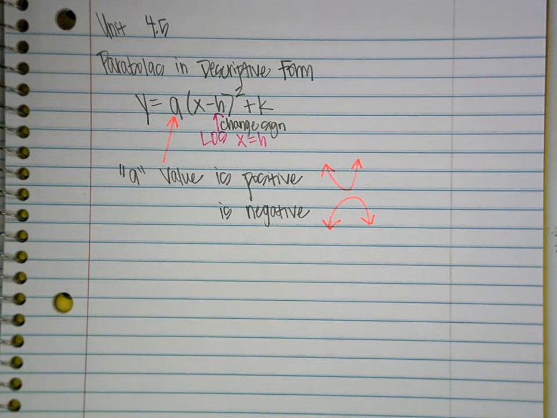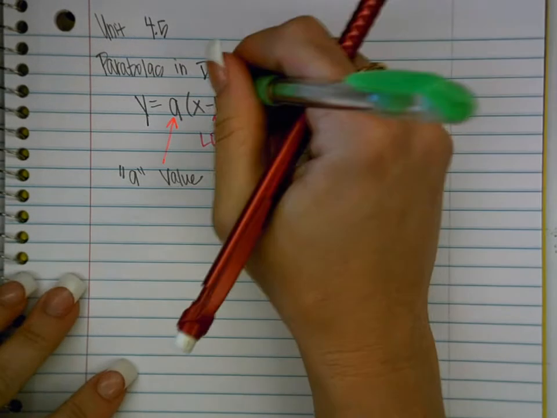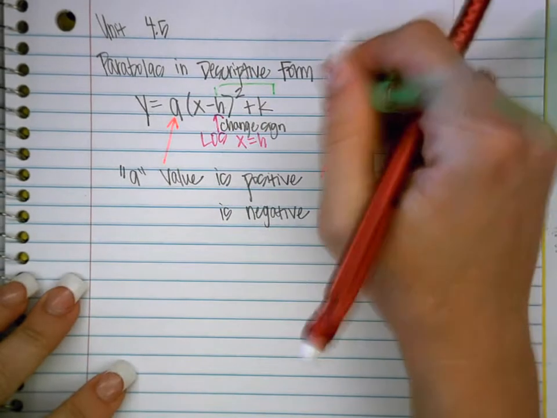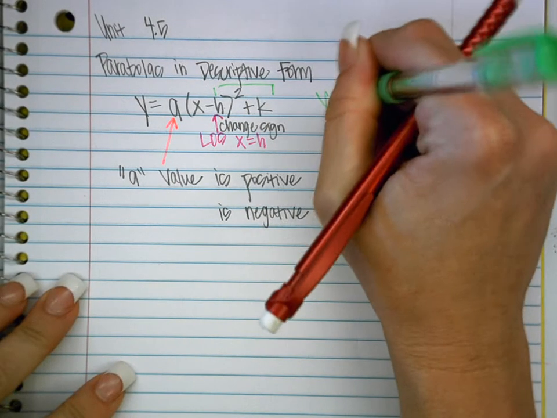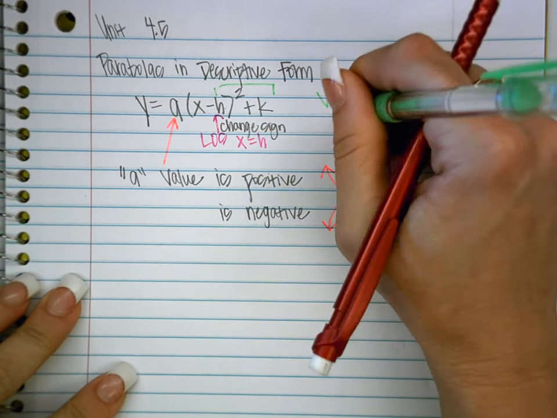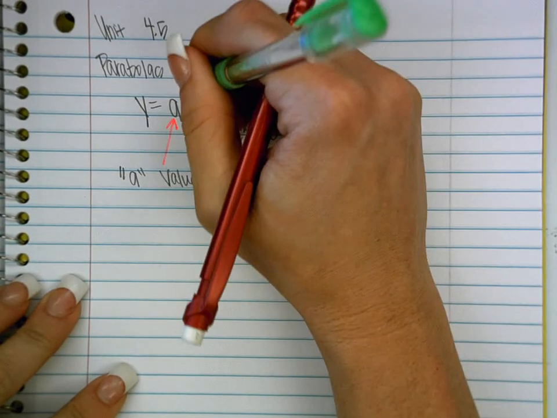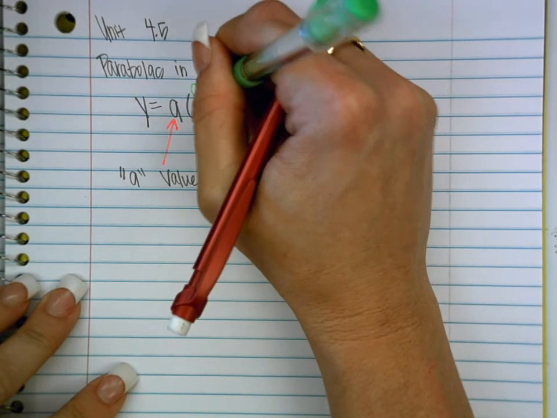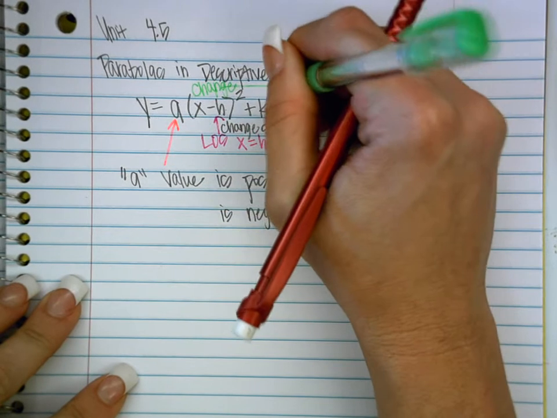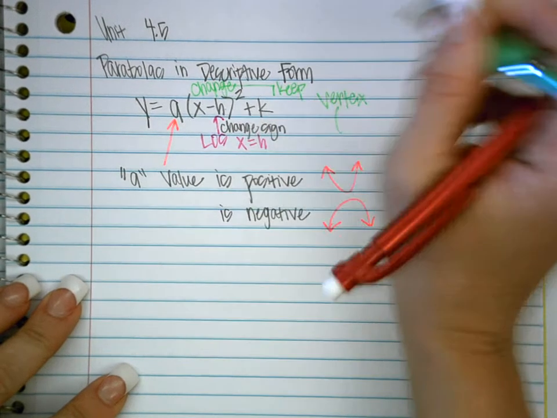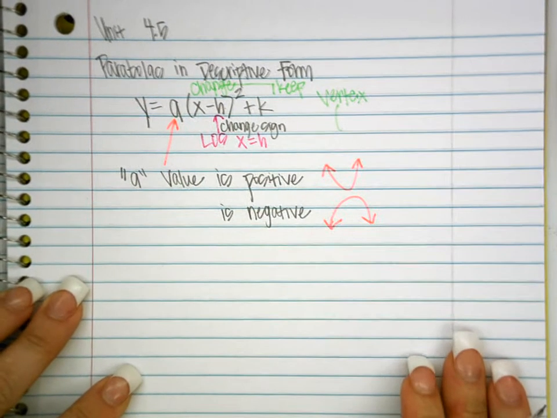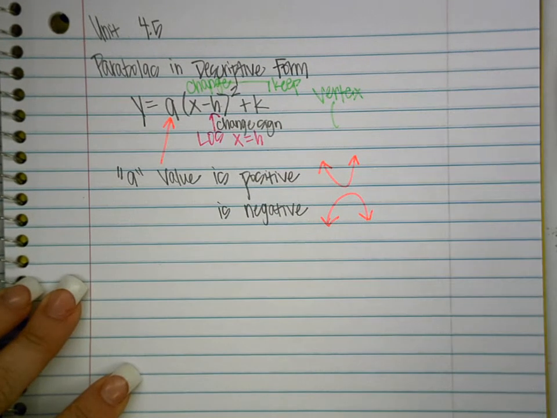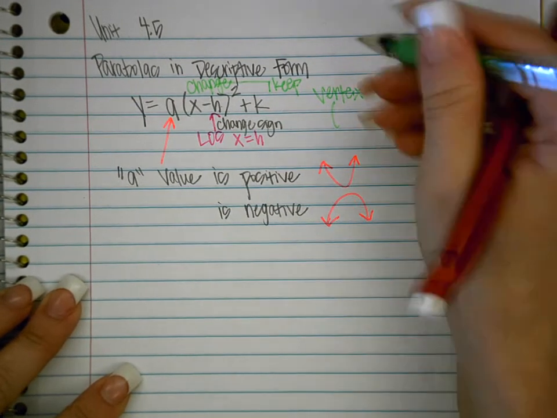The last part that you have to know from here is the vertex. Okay, to find the vertex, you change the sign, keep the sign. So change what's in the parentheses, keep the sign at the end. Vertex comes from change and keep in your parentheses. So your vertex is technically h comma k.